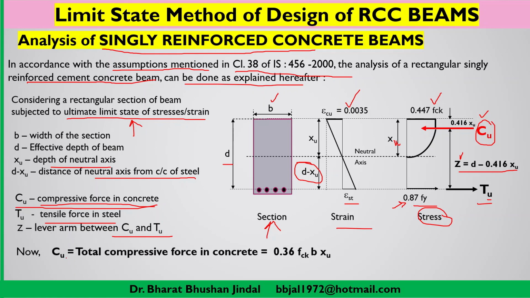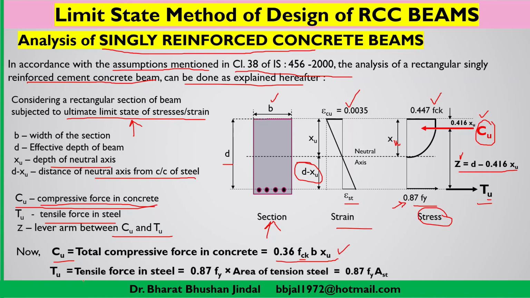Now when we have to calculate the value of Cu, what is Cu? Cu is the total compressive force in concrete. This formula is given by the IS code, so you need not do any calculation. You have to refer to this formula, that is 0.36 fck b xu, where b is the width of the section and xu is the depth of the neutral axis.